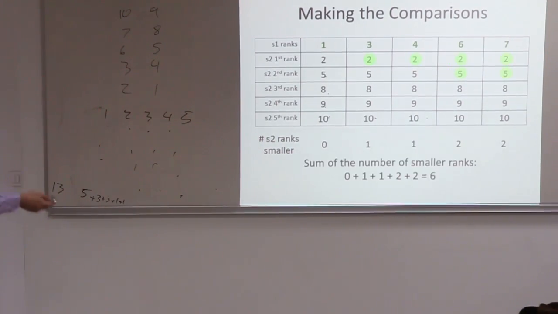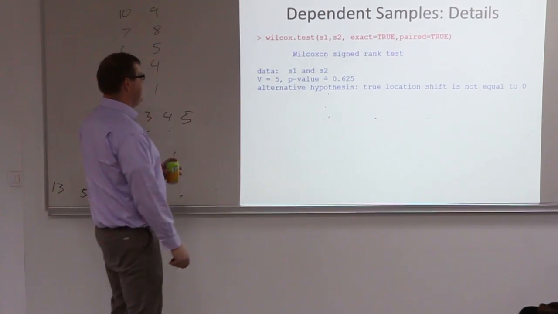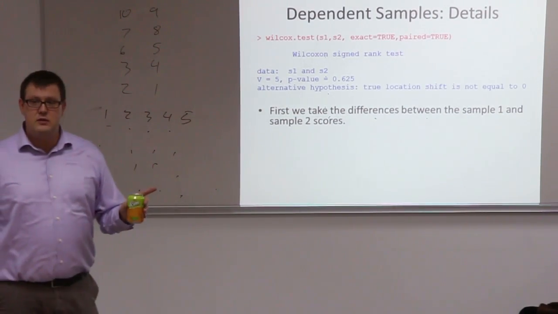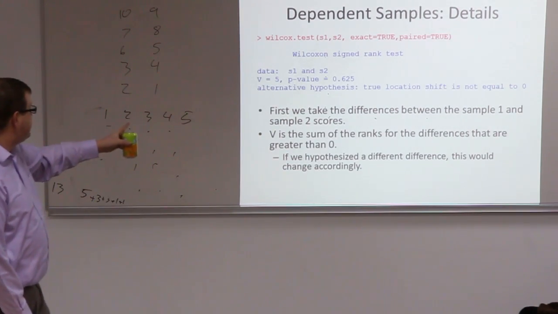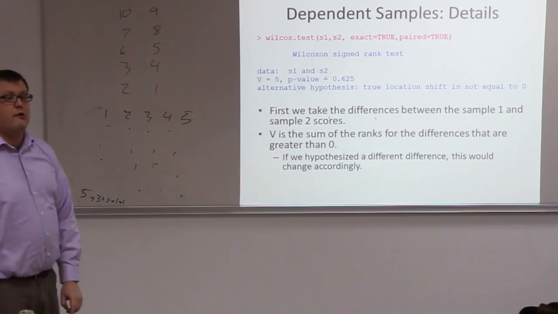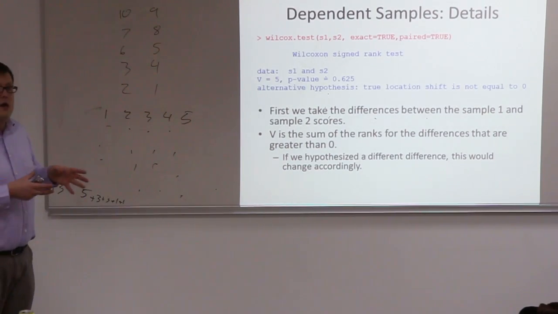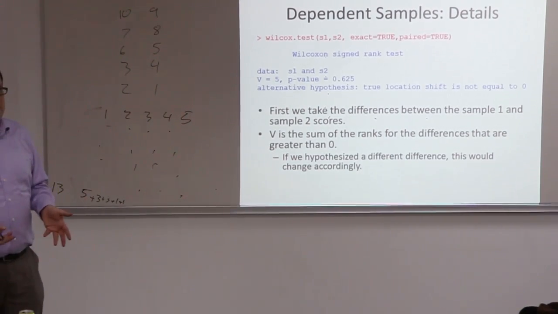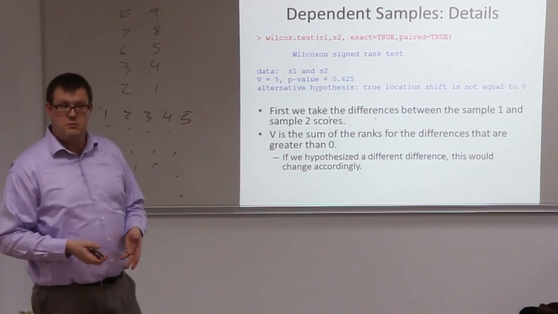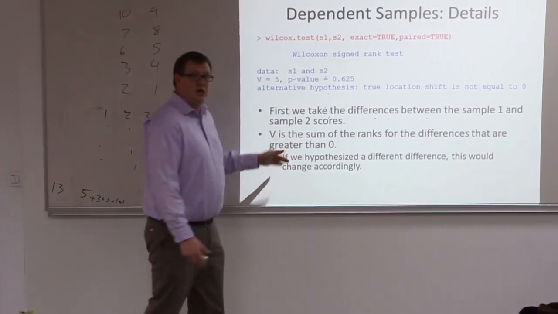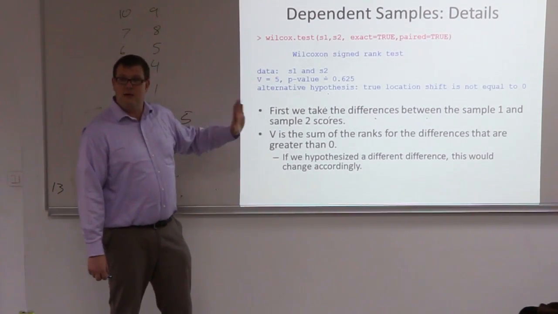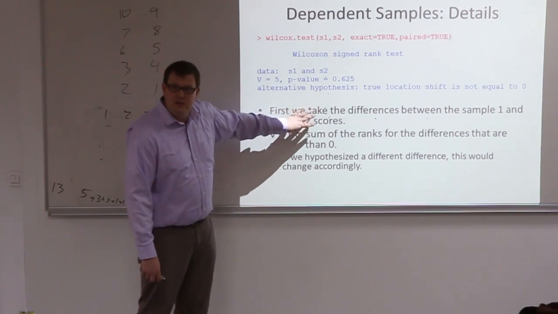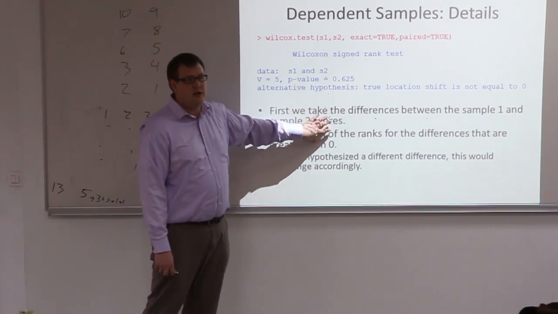All right, so our dependent sample details. First, we take the differences between sample 1 and sample 2 scores. And then V is the sum of the ranks for the differences that are greater than 0, just like the one sample version. Unless we want to specify some particular difference. If we want to specify a particular difference between the means, then we can change mu appropriately. But the idea here is basically exactly the same, except you are not looking at the scores themselves, you are looking at the differences between the scores.